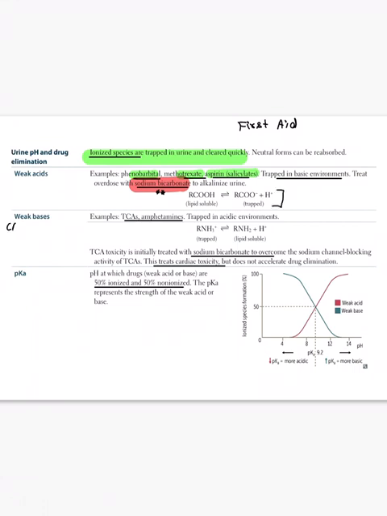What was the weak bases thing? That is amphetamine and TCA. Okay, so they are weak bases. So amphetamine and TCA, you need to trap in acidic environment. So it is treated with sodium bicarbonate.